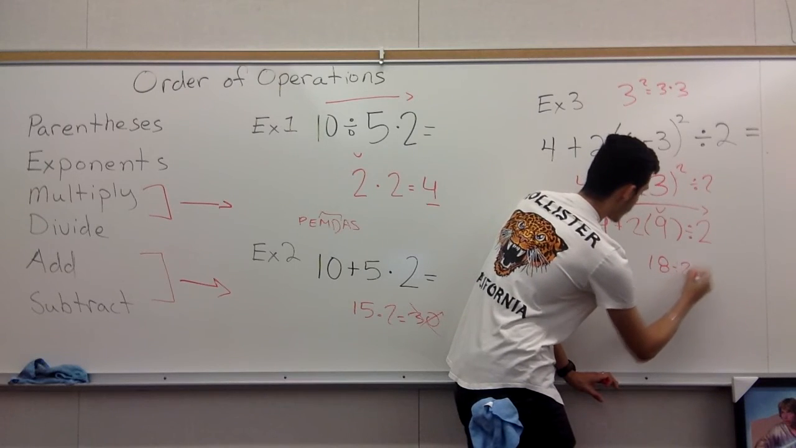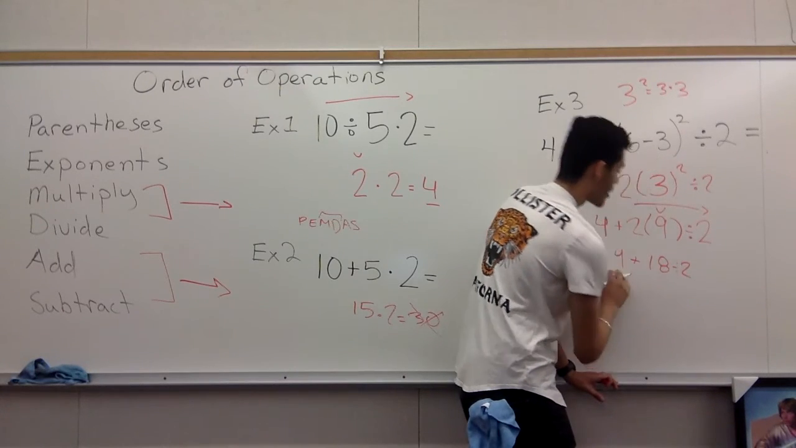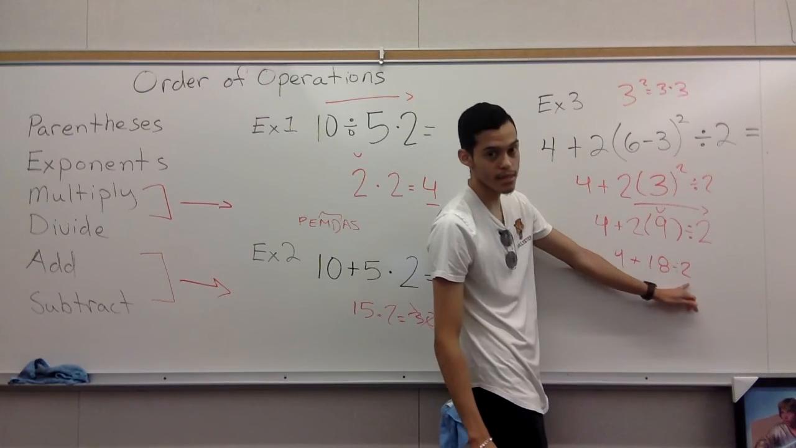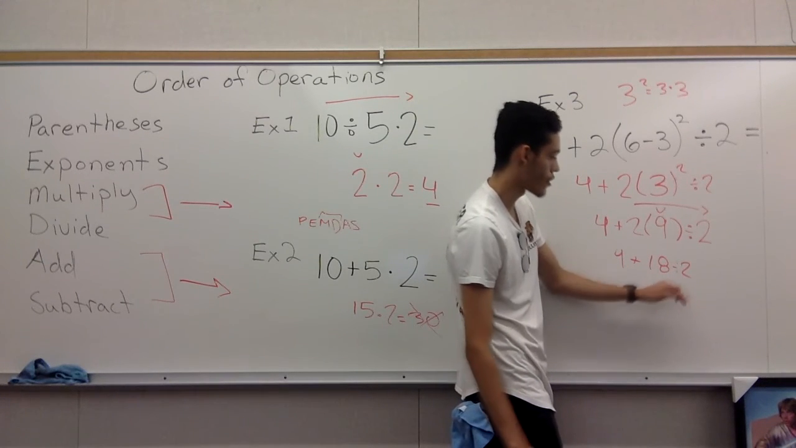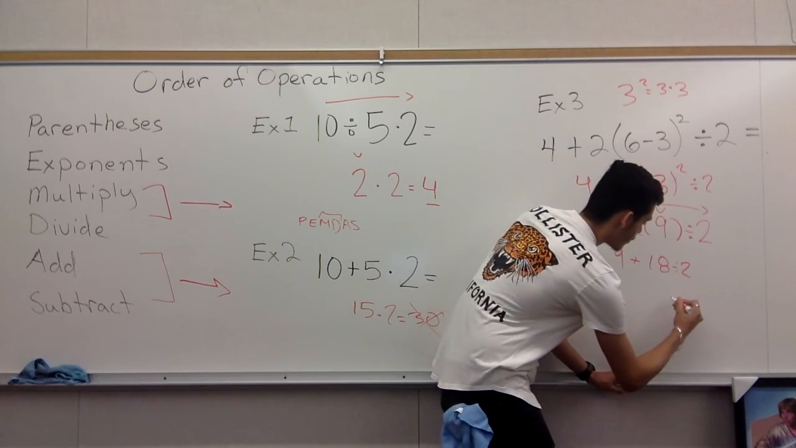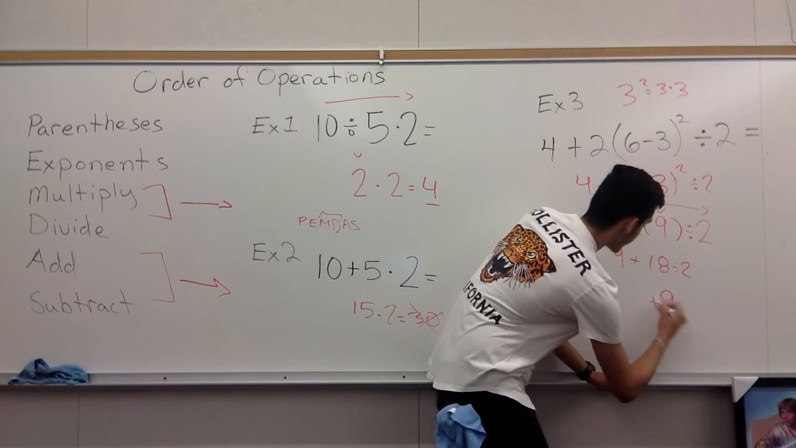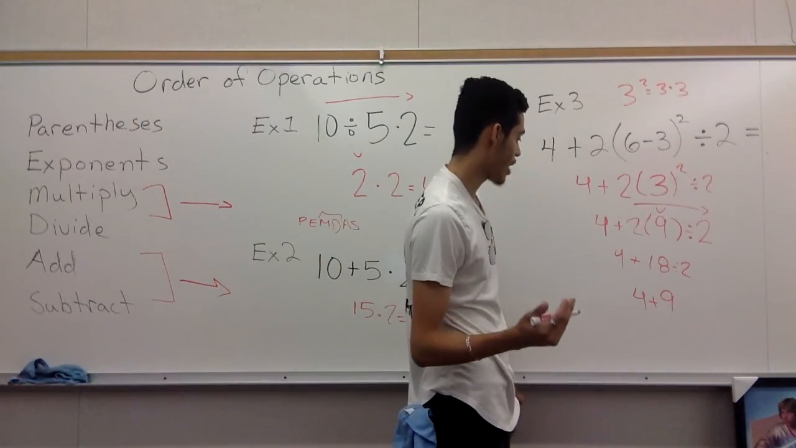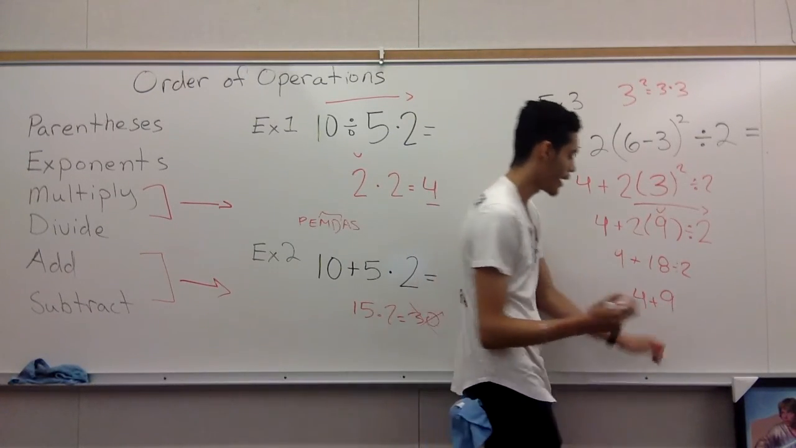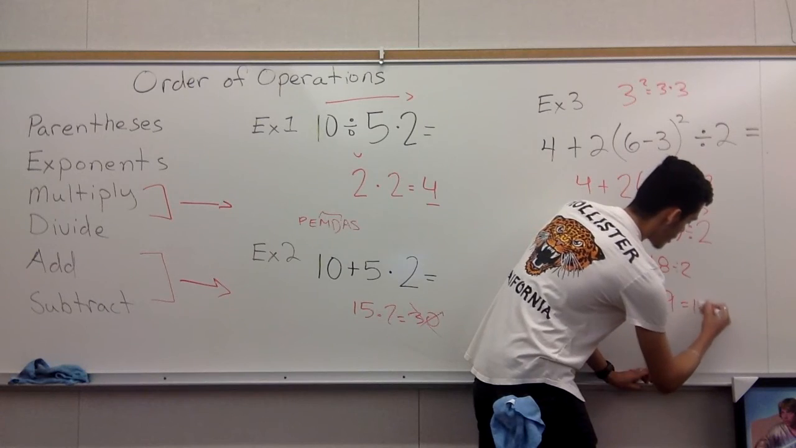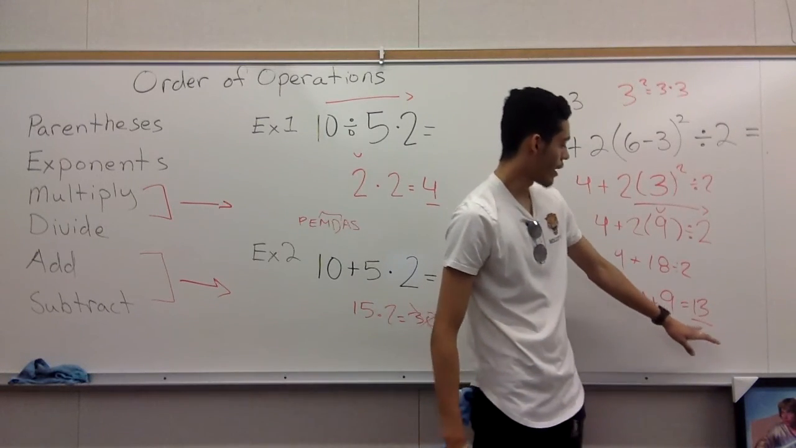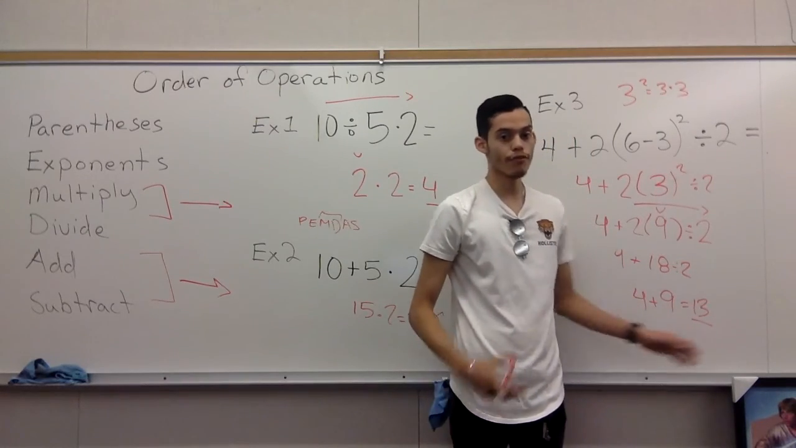We rewrite the rest of the problem. 4 plus 18 divided by 2, we still have a division present. So we do that first. 18 divided by 2 would give you 9. You rewrite the rest of the problem. You go through your entire list and you're left with addition and subtraction, and we are left with 4 plus 9, which would just give you 13. So that is the final answer for the problem. You get the answer of 13.